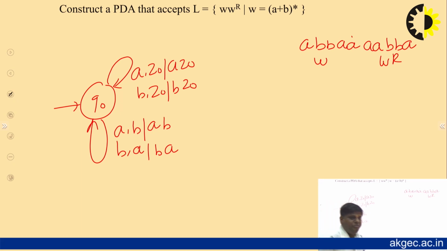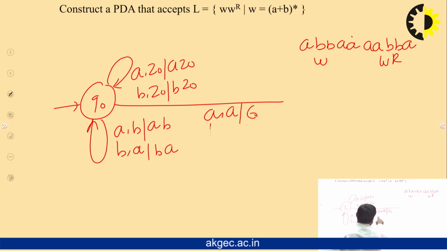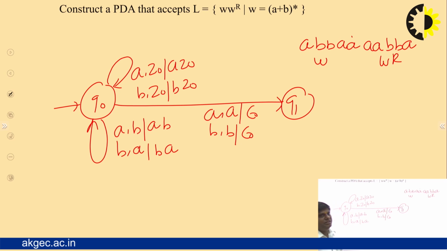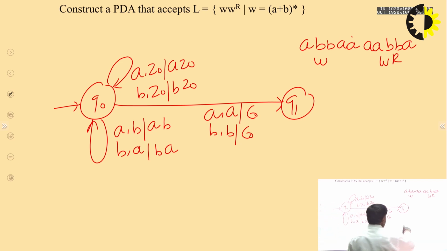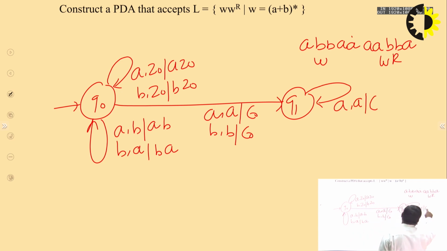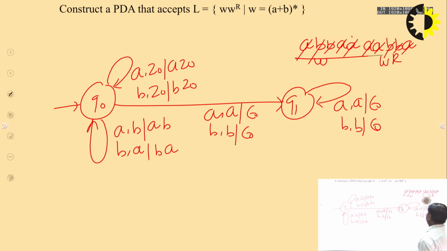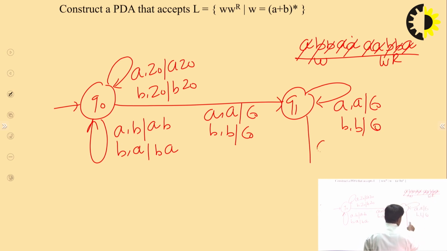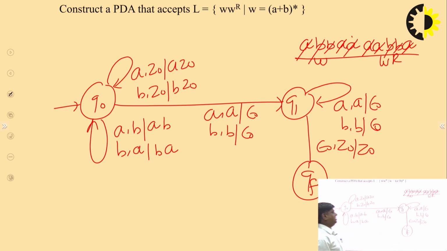Now this is the insertion. When we are going to pop, we move to the next state. A null, B null. Now move to the Q1 state, a single A is popped by a single A, a single B is popped by a single B. Over the whole string, this is popped, A is inserted, this A is popped, A is inserted, B is inserted, B this one popped and this one popped. All the string is accepted. Now add the final: null, top of the stack Z naught, and move to the Q final and the target is achieved.